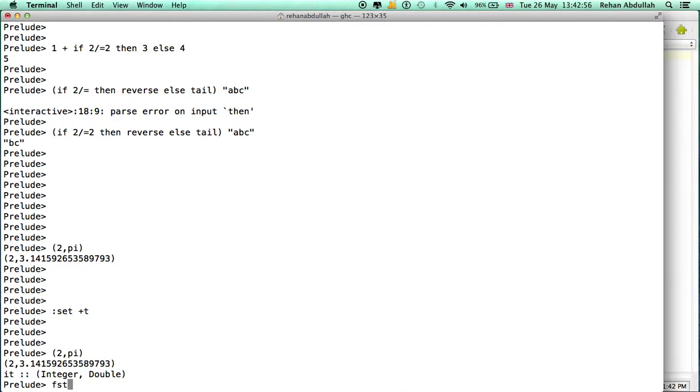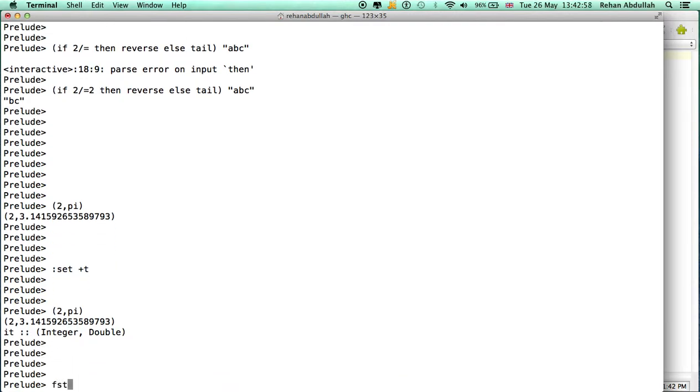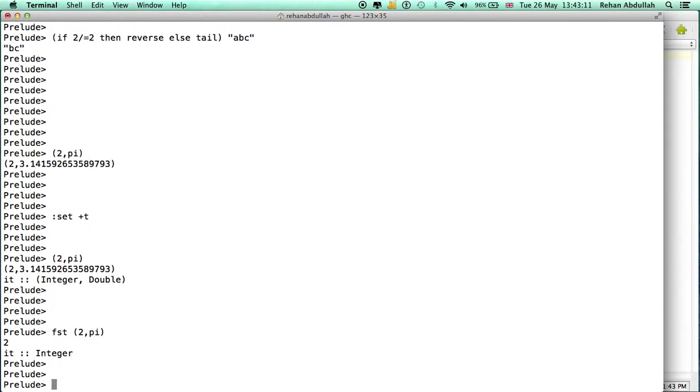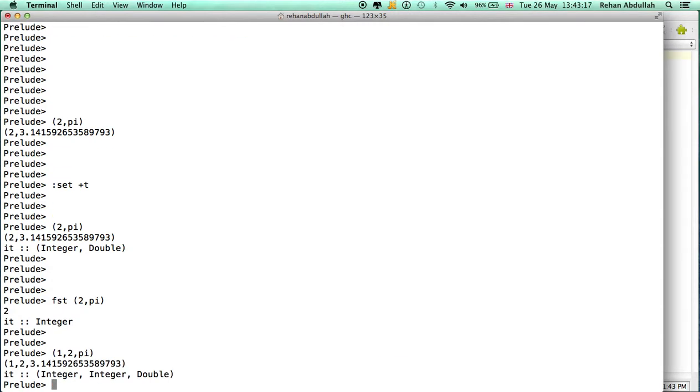fst, make some space, fst 2 pi just gives you the first one. One, two, pi, close up. Integer, integer, double, yep.